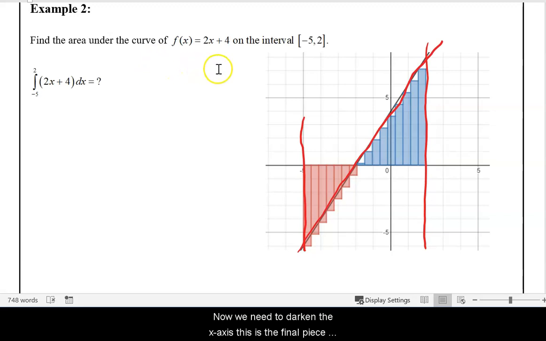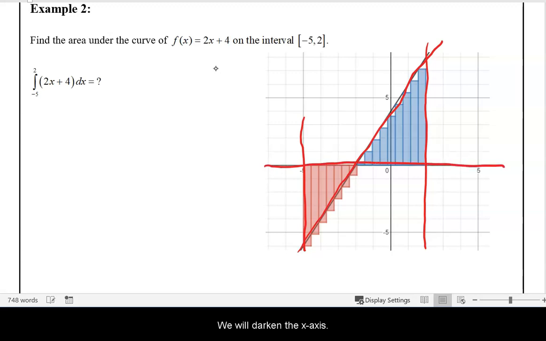Now we need to darken the x-axis. This is the final piece that many students forget. It is always the area between the curve and the x-axis when we talk about area under a curve. Thus, we will darken the x-axis. Now we need to find regions that are completely closed in by what we're looking at.